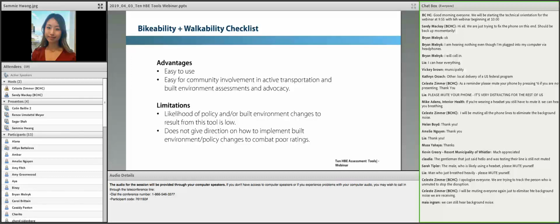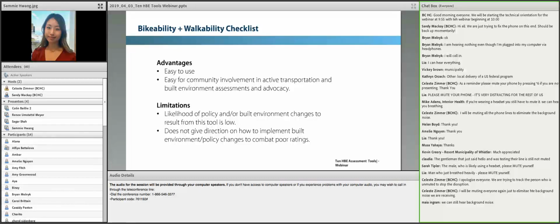It's really easy to use. It gives some suggestions on what you can do on an individual level and also how to advocate for changes on a community level if you've identified some concerns. And it's also a great tool for getting community members involved in active transportation and built environment assessments and advocacy.